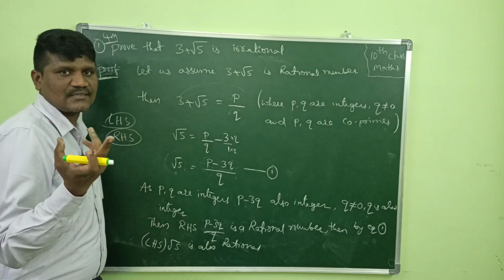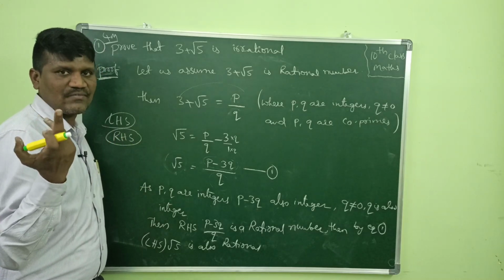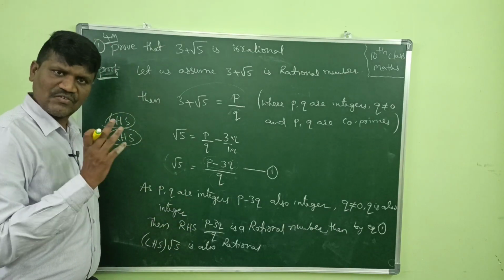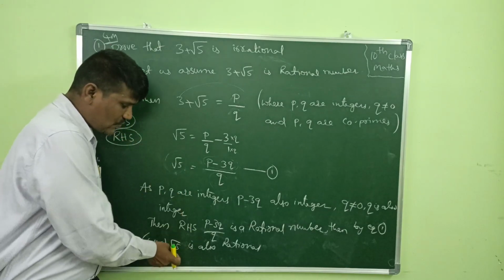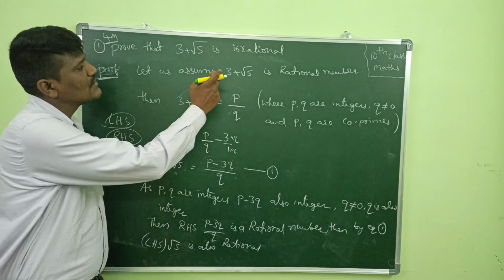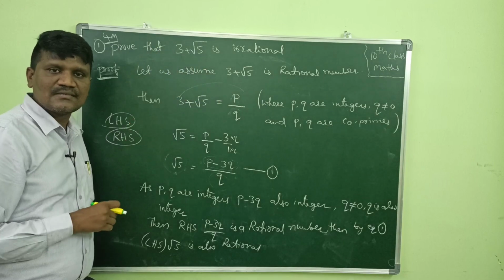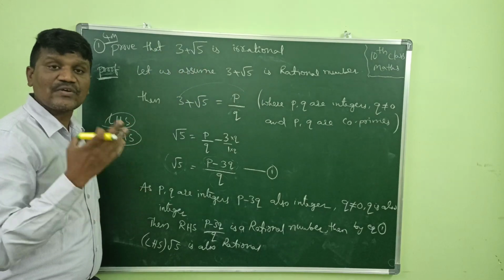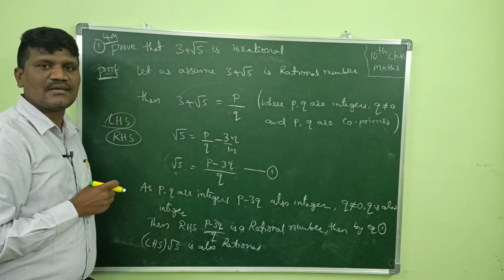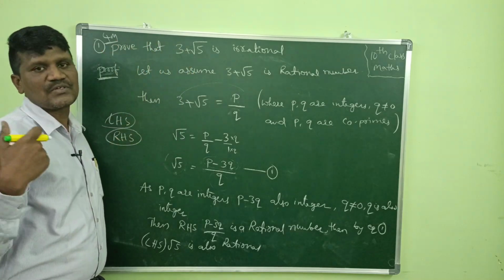Which is contradicting the fact. What is the fact we have? The fact is root 5 is irrational, but we got root 5 is rational here. Why has this contradiction come? Because the assumption we have taken is a wrong assumption. So we can conclude that the given number is an irrational number. Like that we should write it.